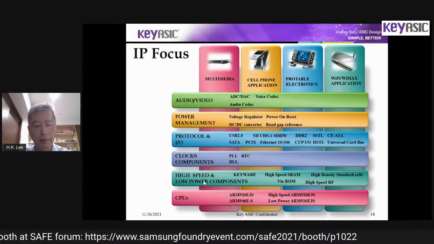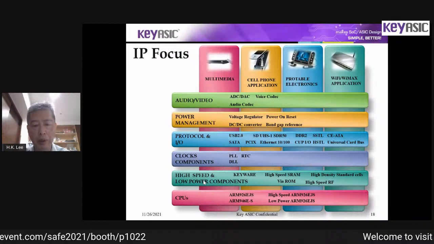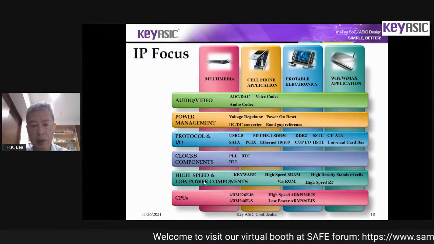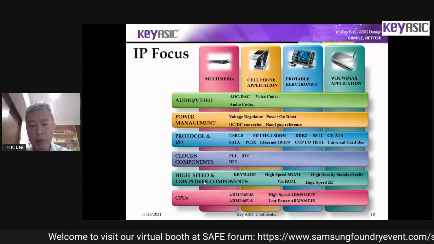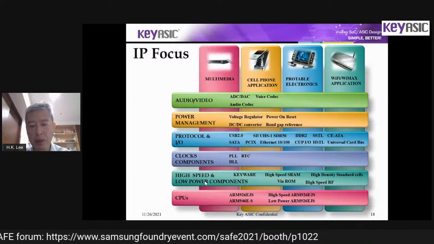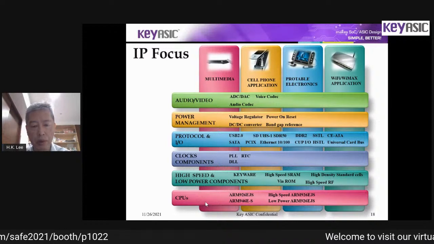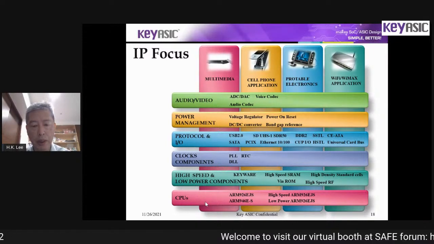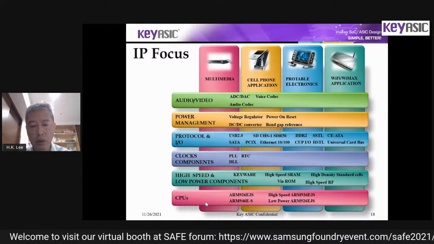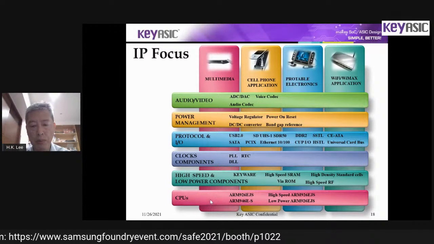For high-speed service and low power components, we have a very strong library called Keywheel, and we can provide all these high speed and low power components in different processes. And we have a high speed RAM, high density standard cell library, VROM, and high speed RF IPs for all the application areas. CPU-wise, we have a very strong hardening IP on ARM Cortex, ARM 926 and ARM 946 CPU cores. Those are all targeted at high-speed and low-power SoC applications.